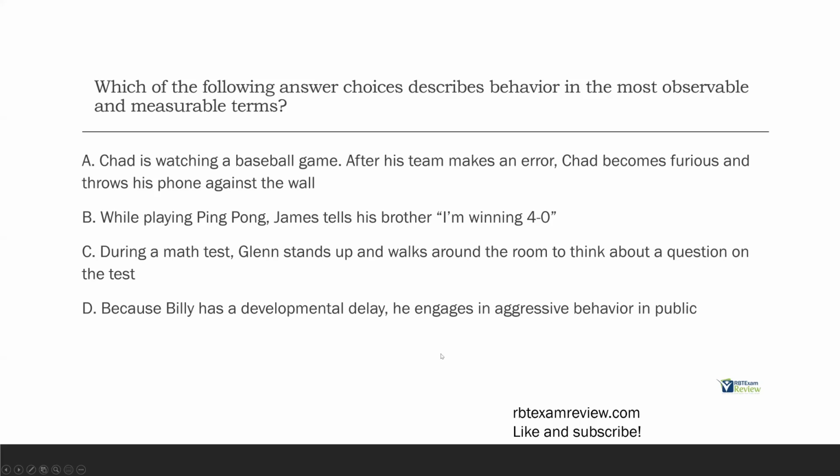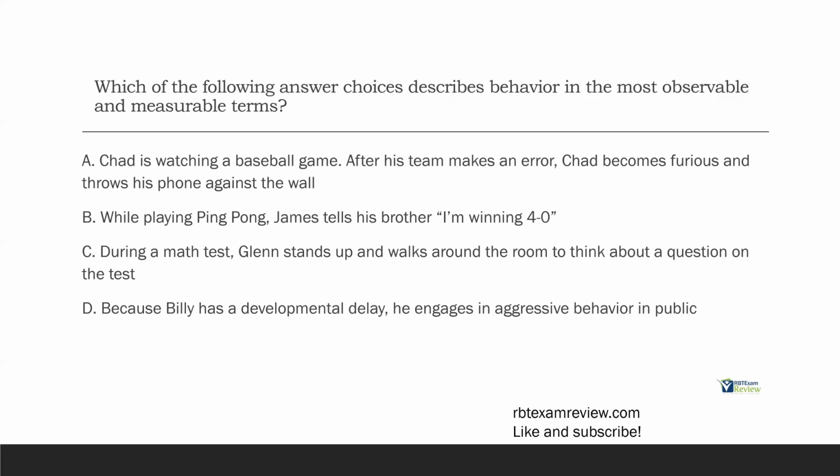And then D, because Billy has a developmental delay, he engages in aggressive behavior in public. This is the big no-no. We never ever see a behavior occur and then attribute it to a disability or a delay or some other type of ailment. Just because the client has autism doesn't cause their behavior, okay? It does us no good to just say, well, he has the delay, he's going to be aggressive. How are we helping them, right?